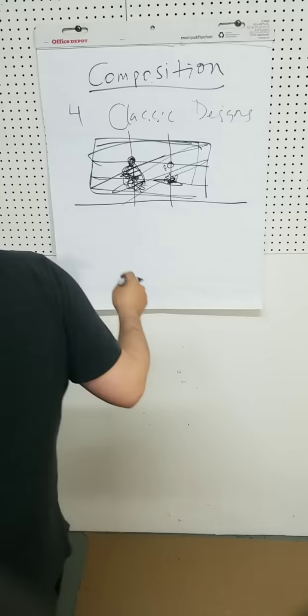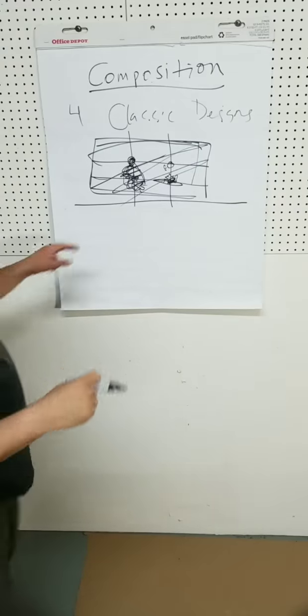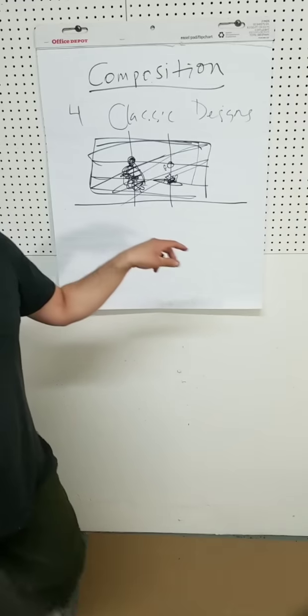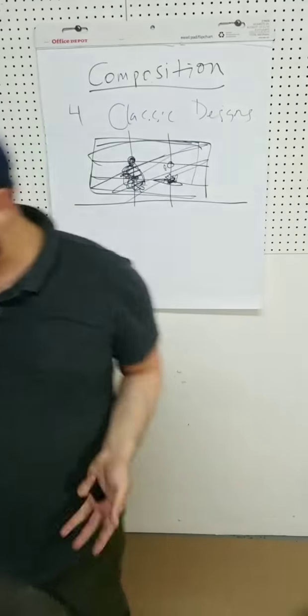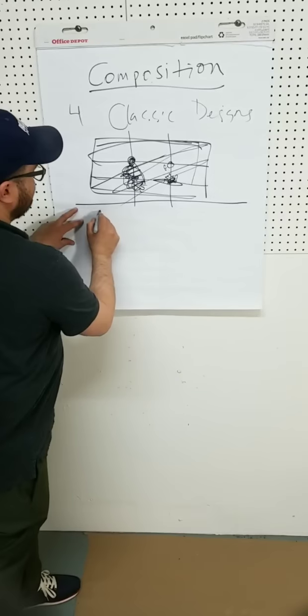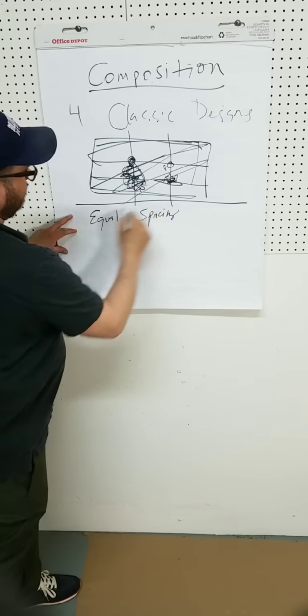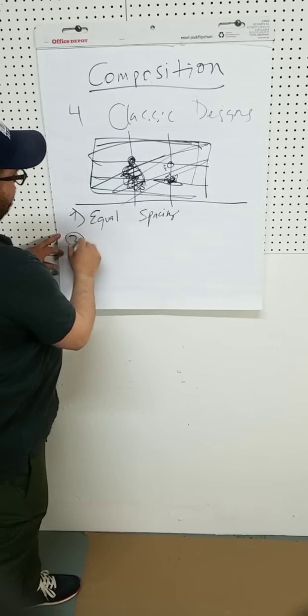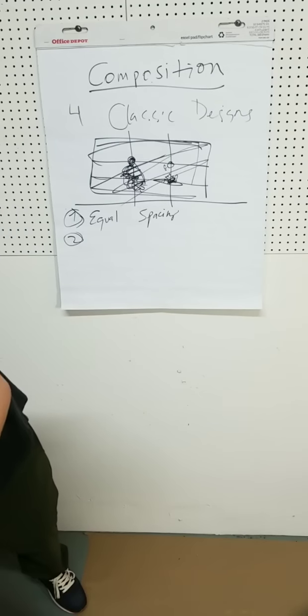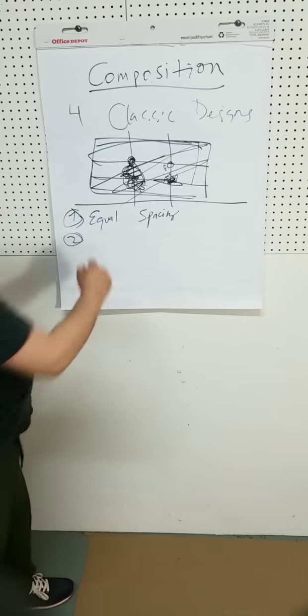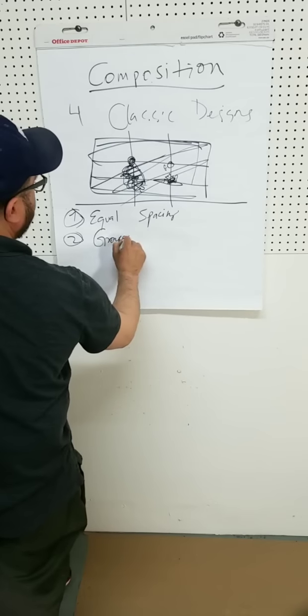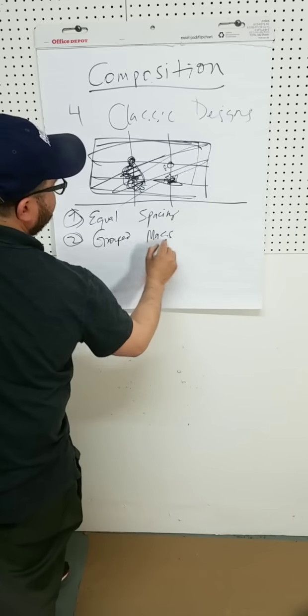First of all, what are the four compositions I'm going to show you guys? The four common designs or classic designs of composition. The first one is called equal spacing. The second one, I got my notes right here, is grouped mass. This is a fun one.